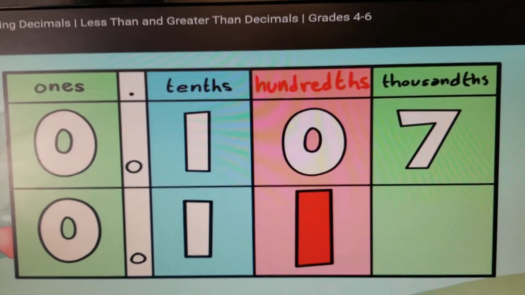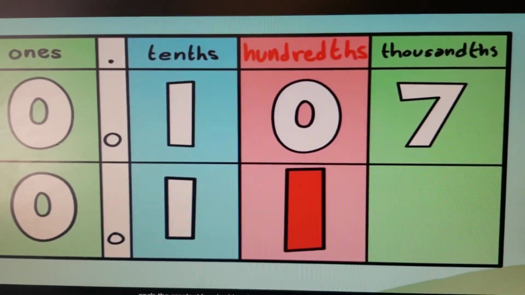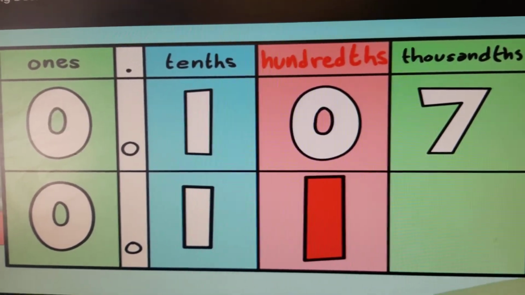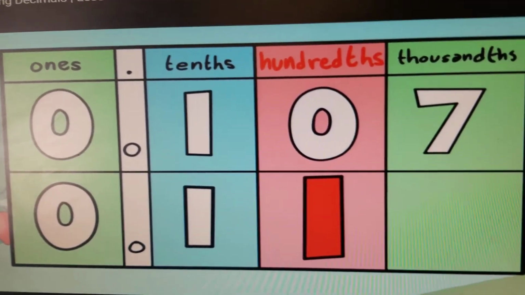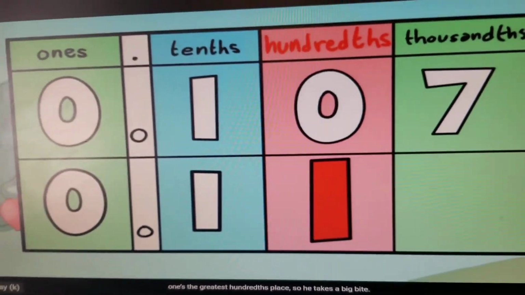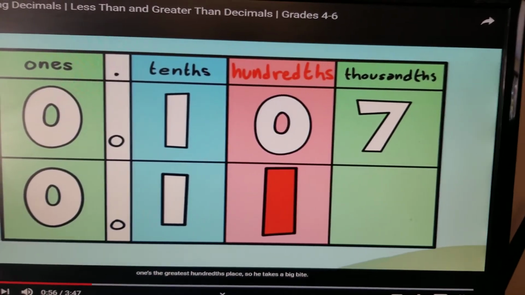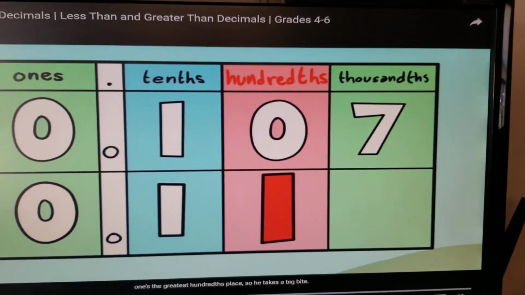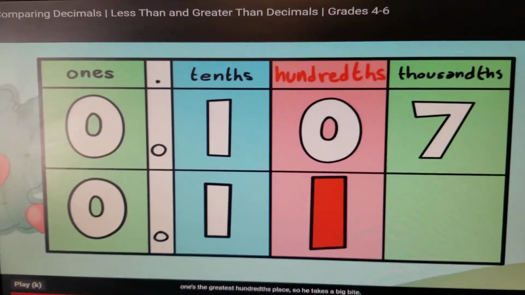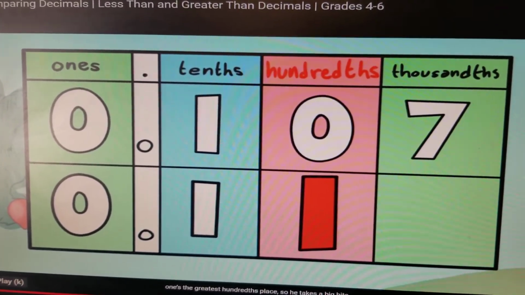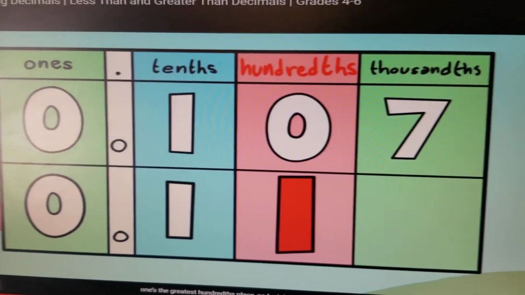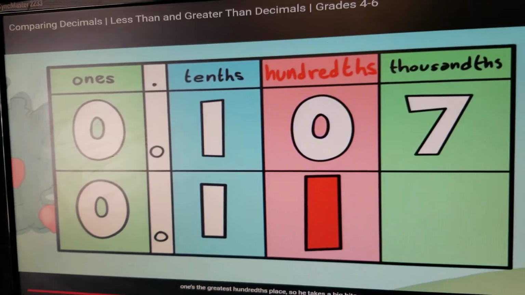Even though 107 thousandths has more digits, the number is less because as you go to the right, like I said to you, the numbers get smaller. The value of the numbers gets smaller. So hundredths is less of a value than tenths. Thousandths is less of a value than hundredths. As we go to the left, the value gets greater. That's why 11 hundredths is greater than 107 thousandths.